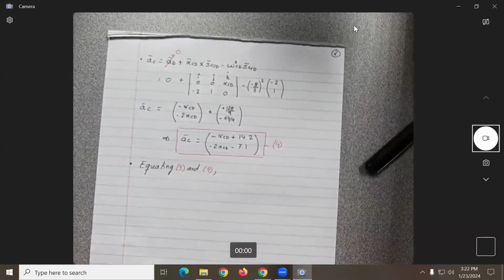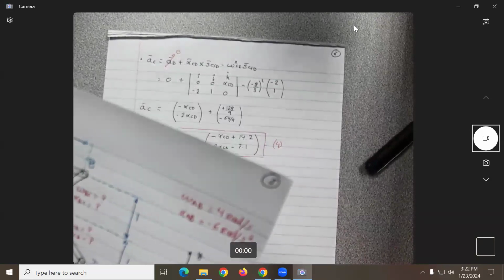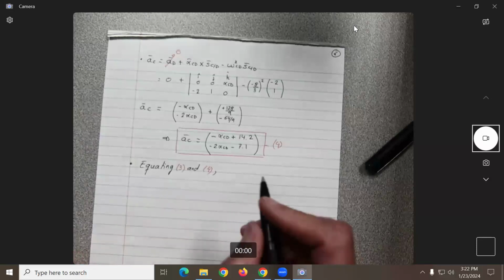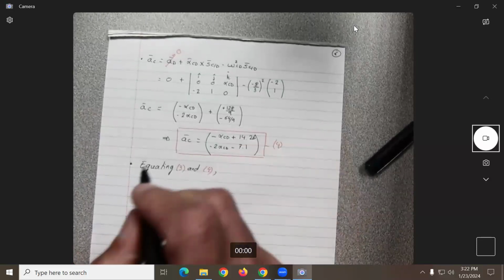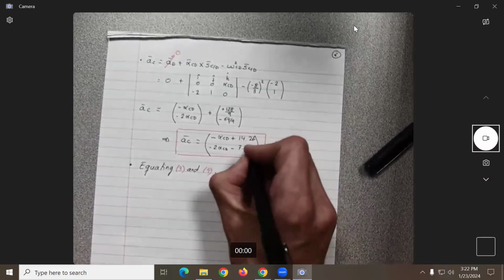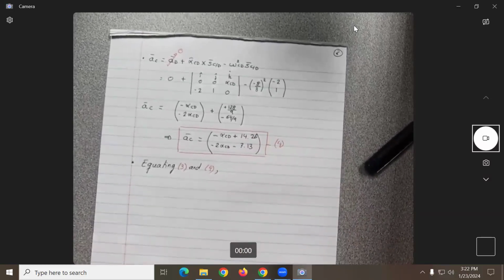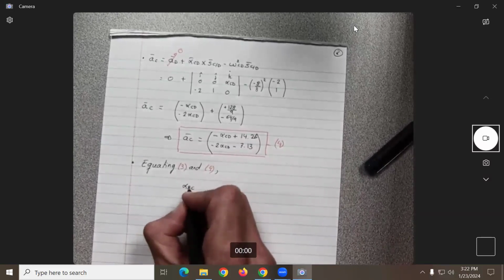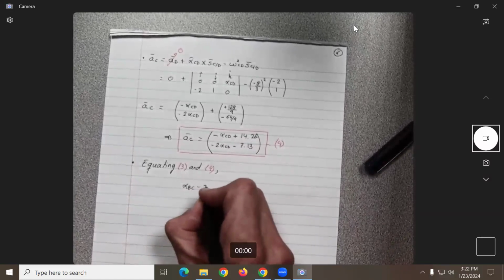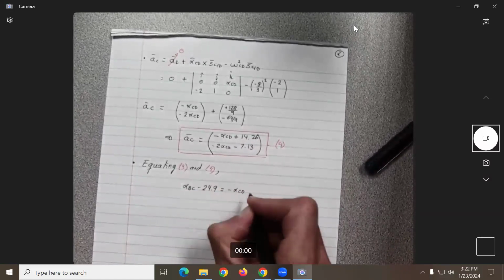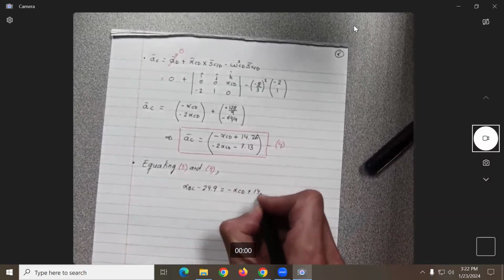So let's see. Oh no, I have the values. Okay, so actually I have a little bit more detail. This is 14.26. Now that I found it. And the other one is minus 7.13, obviously half of it. So we're going to get then alpha BC minus 24.9 equal to minus alpha CD plus 14.26.